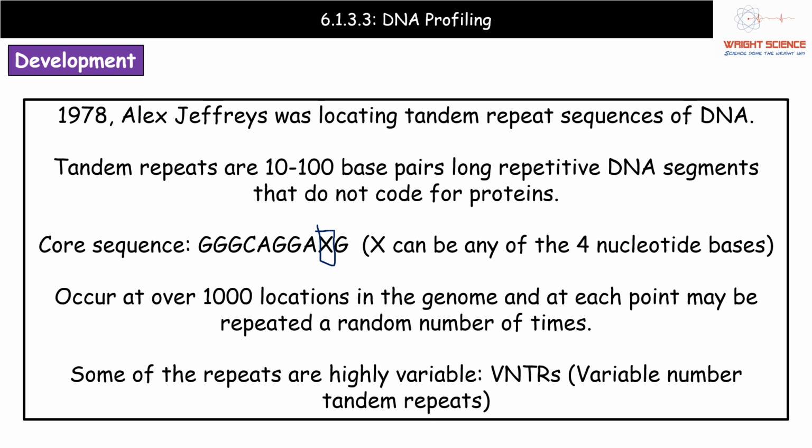And some of these repeats are what we describe as highly variable. So these are the ones that we give the little acronym VNTR, variable number tandem repeats. So they're the ones that show a lot more variability than some of the others that are a little bit more stable.